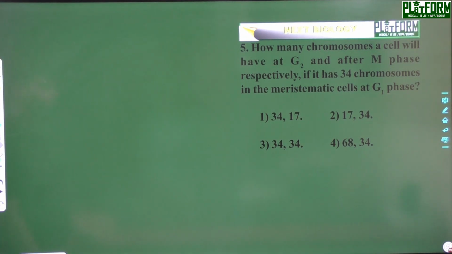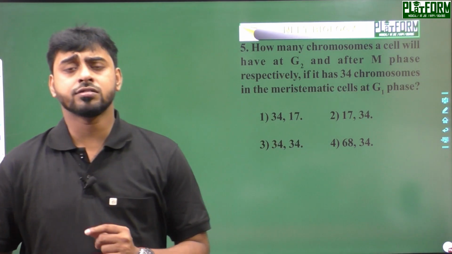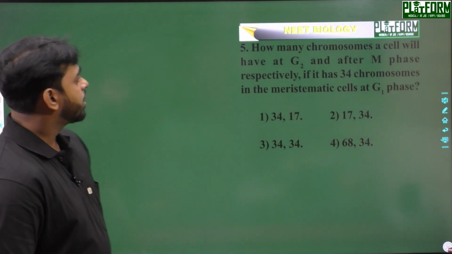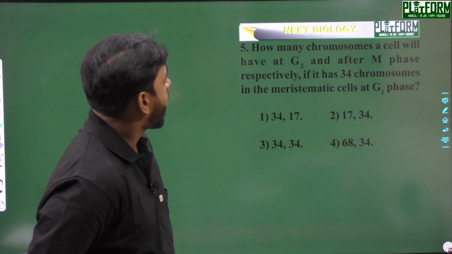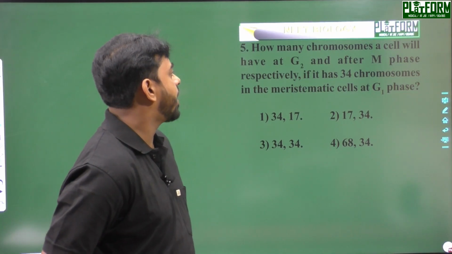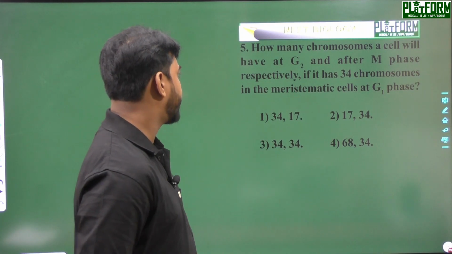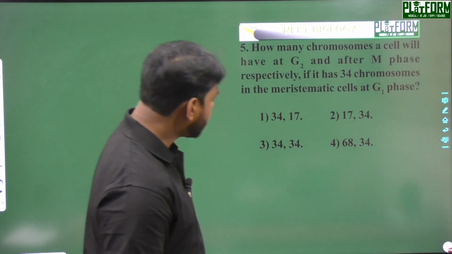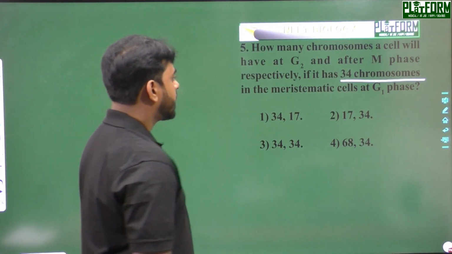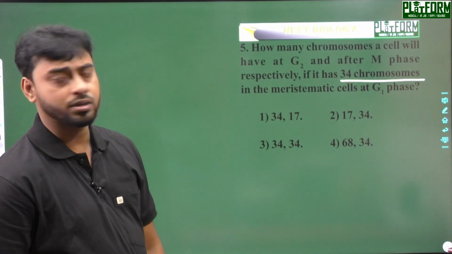Move to our next question. This question is coming from the part that's the cell division. Now it is written, how many chromosomes will a cell have at G2 and after M phase respectively if it has 34 chromosomes in the meristematic cells at G1 phase.